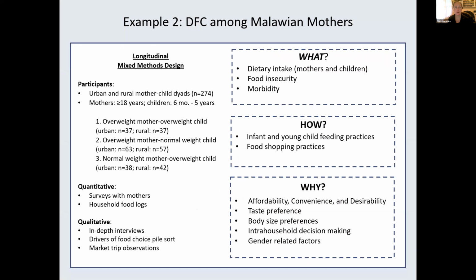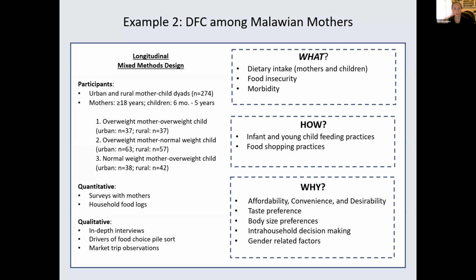They used a longitudinal mixed methods design, and they recruited urban and rural mother-child dyads, 274 in total. Mothers were at least 18 years of age, and children were between the ages of 6 months and 5 years. And they recruited in 3 categories: overweight mother and overweight child, overweight mother and normal weight child, and normal weight mother and overweight child across both urban and rural districts.